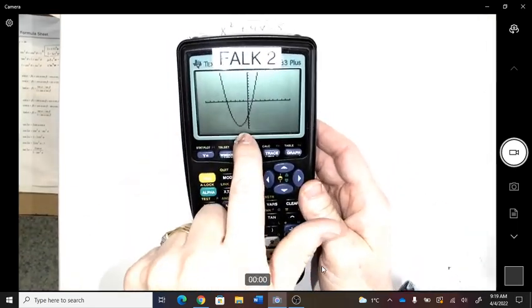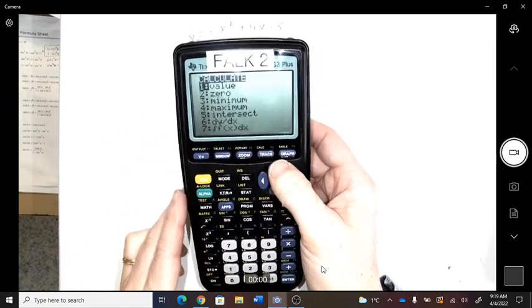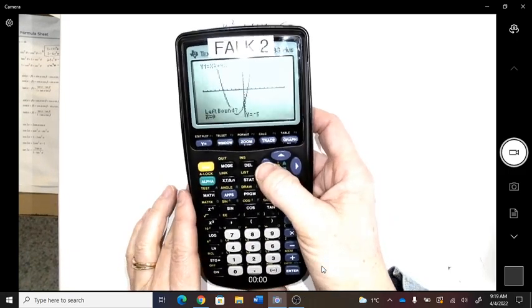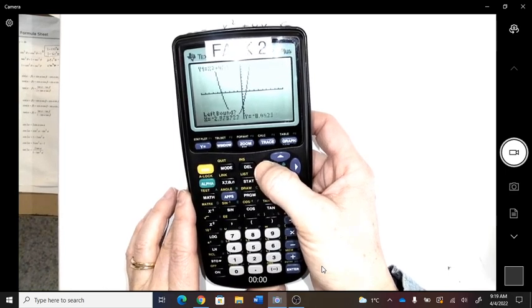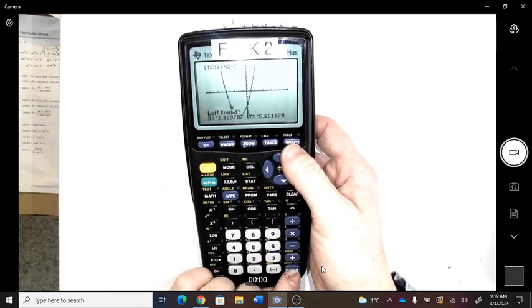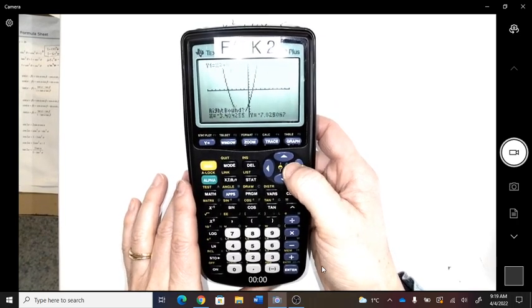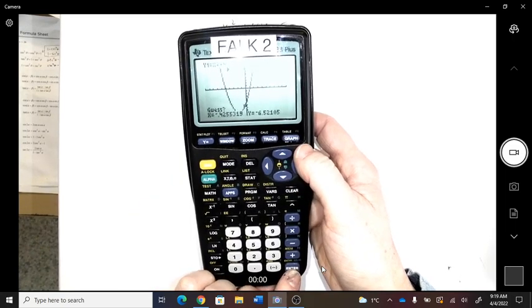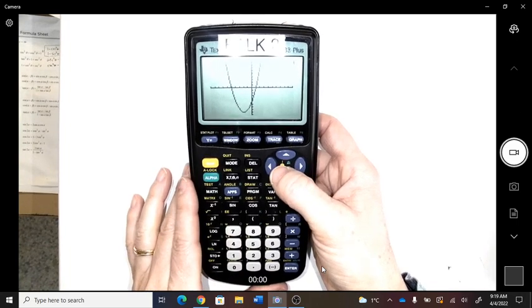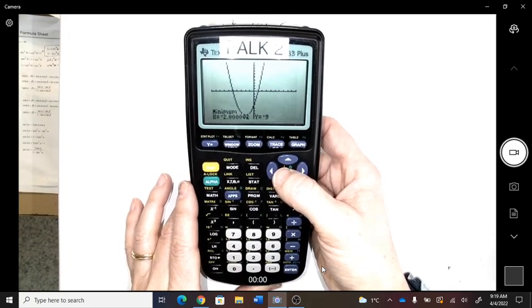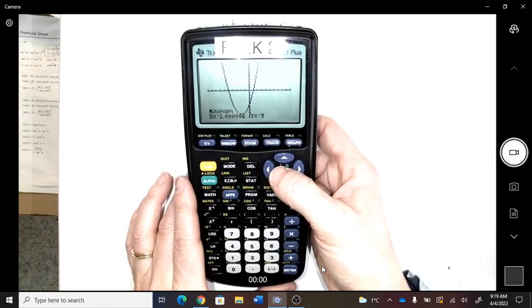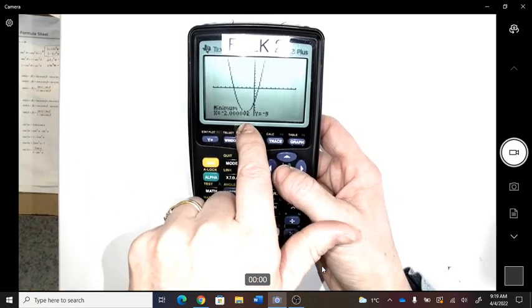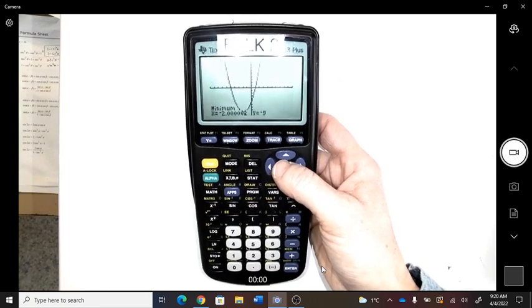Okay, let's get this bottom point here. So I'm going to go second calculate, and it's the bottom point, so it's a minimum. I'm going to move my mouse left, left, left until I see it's left of there. Enter. Now move it right, right, right, right, right, till you see it to the right. Enter. Enter again. Did you get -2, -9? Or something very close to that, like mine is -2.0000002. Okay.